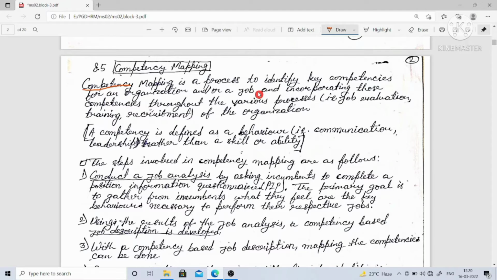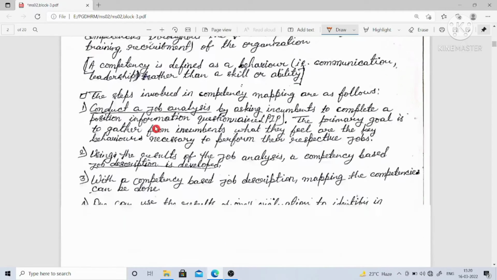Okay, so first of all, competency mapping is a type of process to identify competencies required for the organization or for a job and incorporate them. Incorporate means add those competencies to various processes of the organization. Various processes of the organization may be job evaluation, training, recruitment.